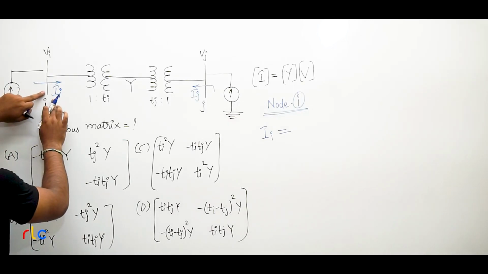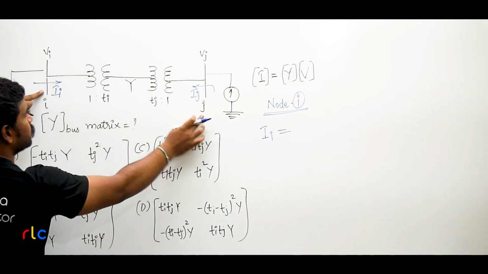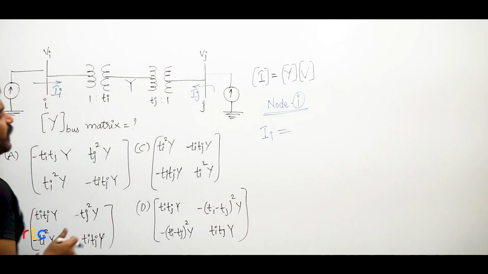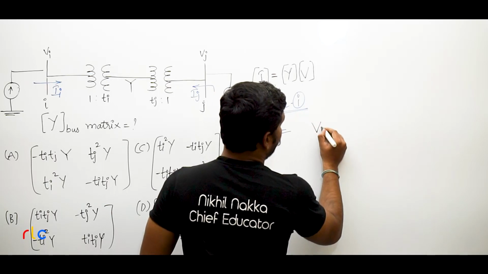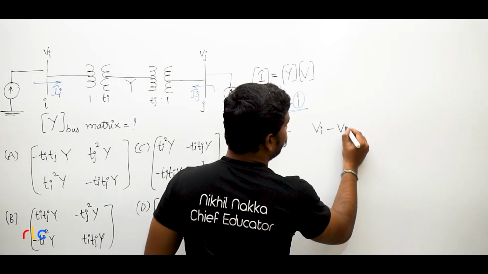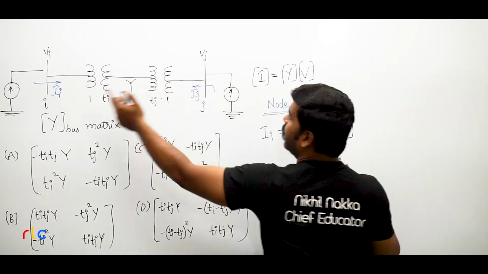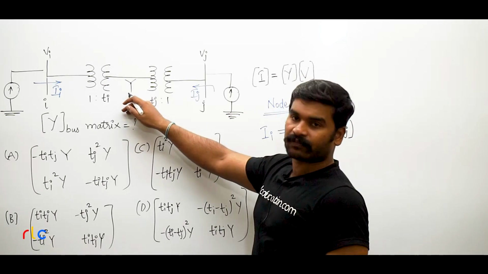If you look here, this current Ii is circulating from here to here, from bus I to bus J. So it is circulating across the potential difference of Vi minus Vj. So I will write down Vi minus Vj is the voltage, and it is traveling through what admittance? It is traveling through an admittance of Y.